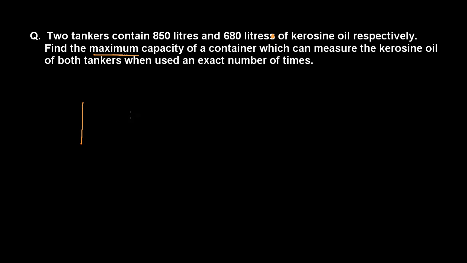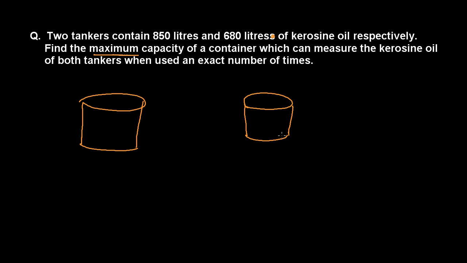We have a tanker. One tanker is bigger, and another is a little smaller than this, and in both tankers we have kerosene oil. The capacity of this bigger tanker is 850 liters, while the capacity of this smaller tanker is 680 liters. Now we have to measure the oil of both tankers by a container.